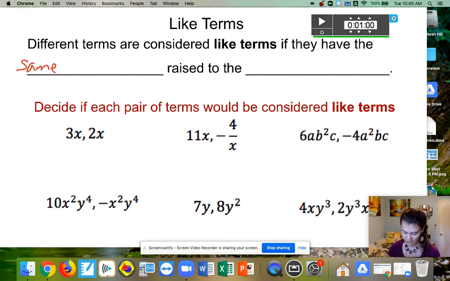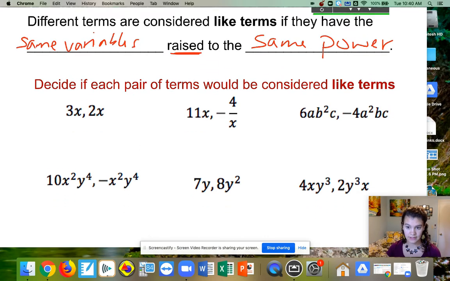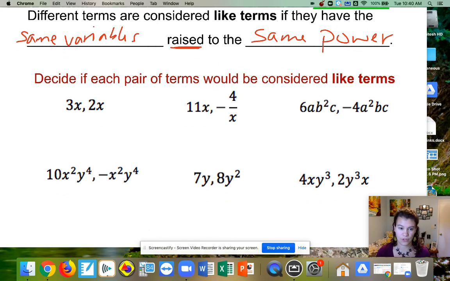All right, so different terms are considered like terms if they have the same variables, so like both have x, both have y, and they're raised to the same power. So here's a whole bunch of examples. You want to decide if they're like terms or not.